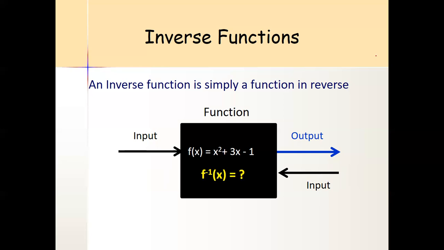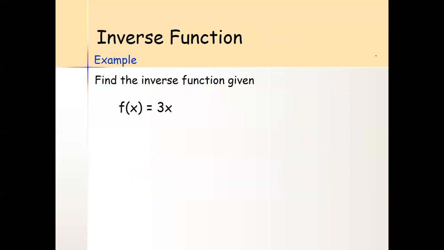Okay, so we call that f minus 1, with a minus 1 on top, and that would give me back my input that we've called this time an output. So if I ask you to find the inverse function if f of x equals 3x, what would be the inverse of multiply by 3?